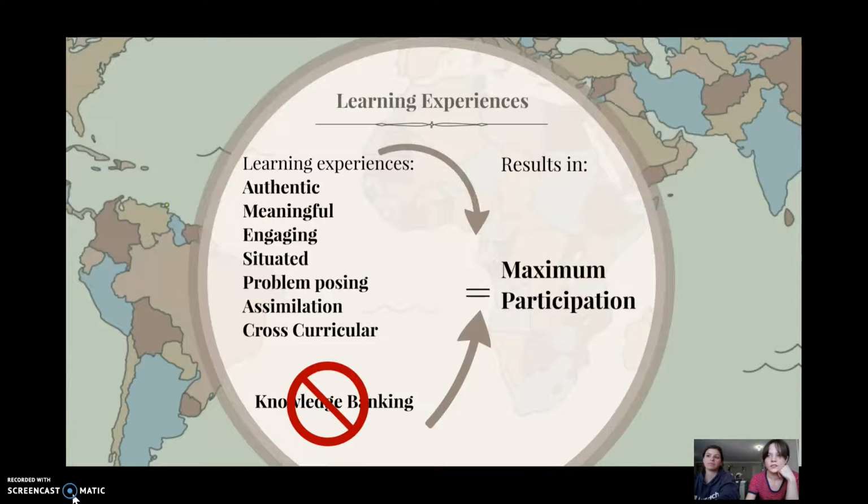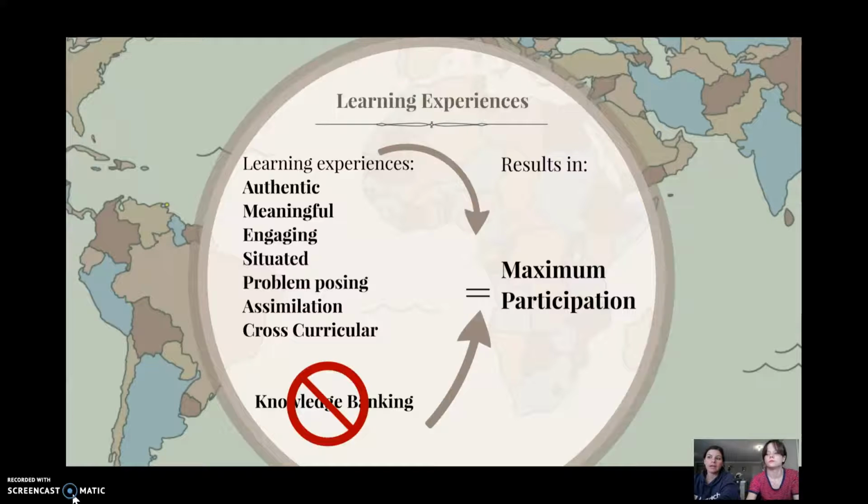Keeping learning experiences in the class authentic and meaningful will ensure maximum participation with students. An authentic learning experience is one which is engaging to the students and focuses on situated learning. When the themes are built around the students' interests, backgrounds, cultures, and conditions, the students are able to connect to the theme as it is relevant to them.